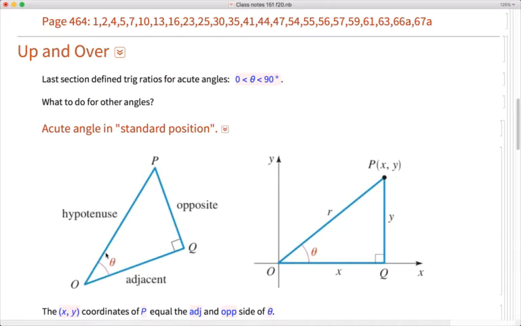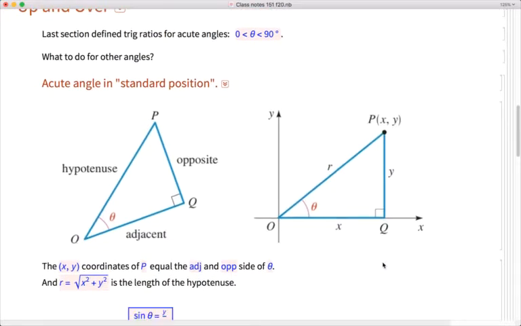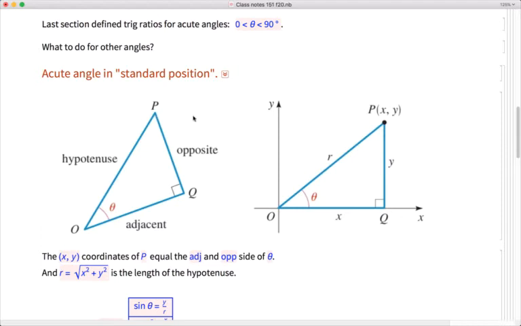So, kind of reviewing the picture for an acute angle that sits inside a right triangle, we called the sides the adjacent, the opposite, and the hypotenuse of the triangle. But what we're going to do is take this triangle and put it into standard position. That is, we're going to put the adjacent side on the x-axis.